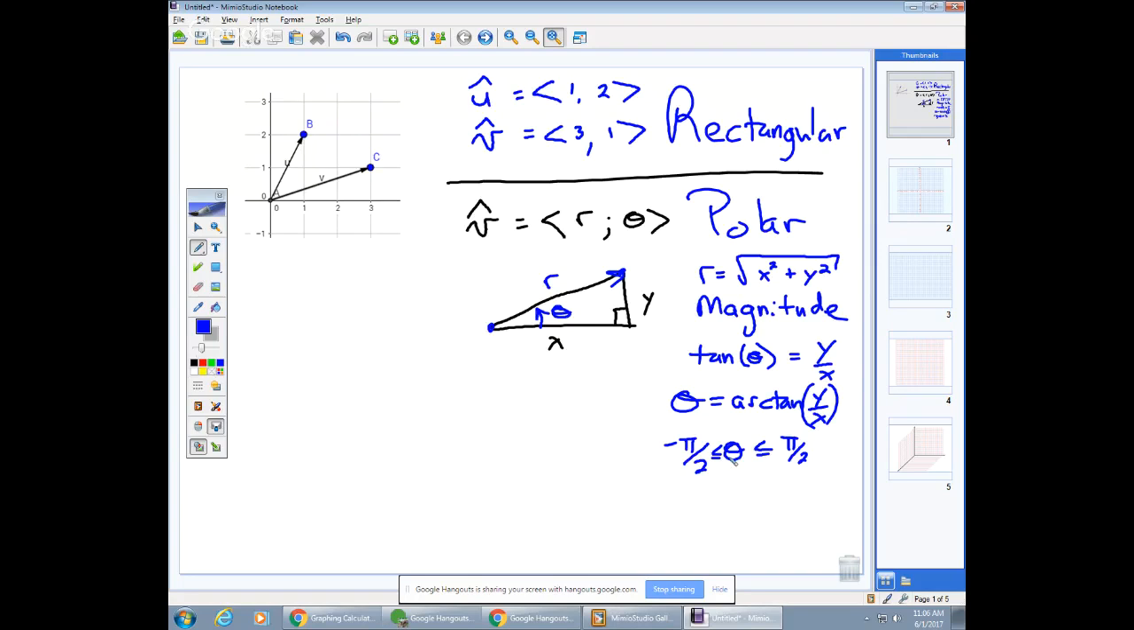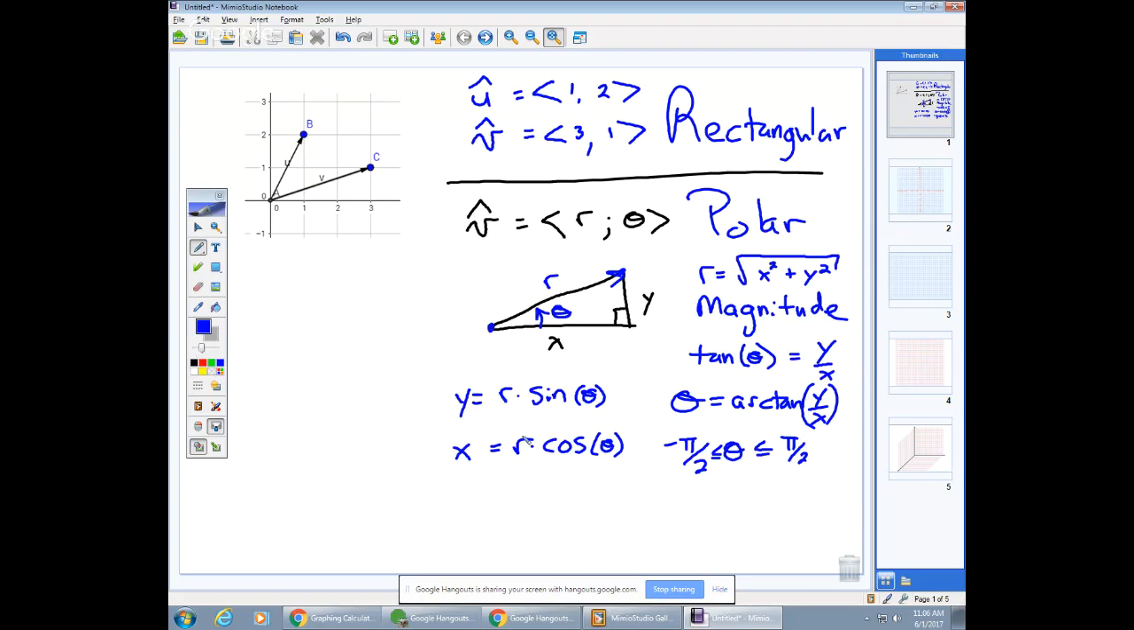So if our vector's in another quadrant, then we have to adjust using pi to get there, or sometimes 2 pi. Some other things we know, let's see, what else do we have? We know that y is equal to r times the sine of theta, and we know that x is equal to r times the cosine of theta. So we have ways to travel back and forth between polar and rectangular versions of a vector.